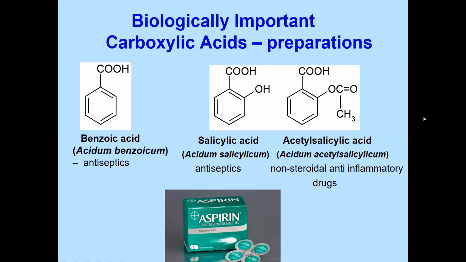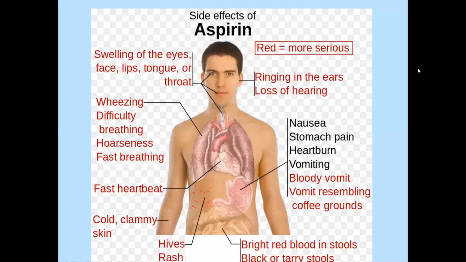Biologically important carboxylic acid preparations. Benzoic acid, antiseptic. Salicylic acid, antiseptic. Acetylsalicylic acid, a non-steroidal anti-inflammatory drug. You can see side effects of aspirin: swelling of the eyes, face, lips, stomach pain, vomiting, bloody vomit, vomit resembling coffee grounds, and others.